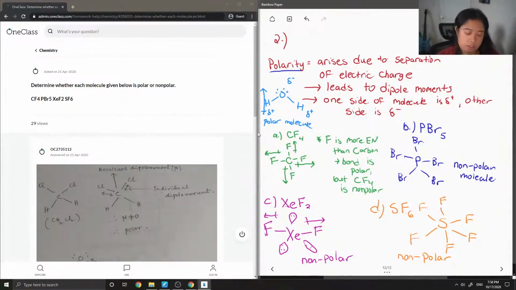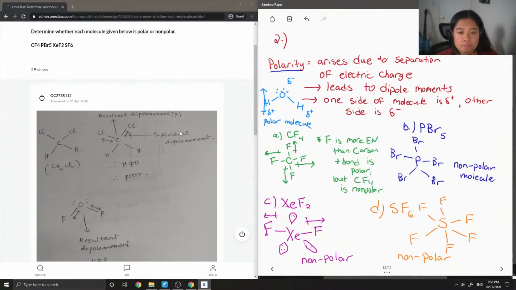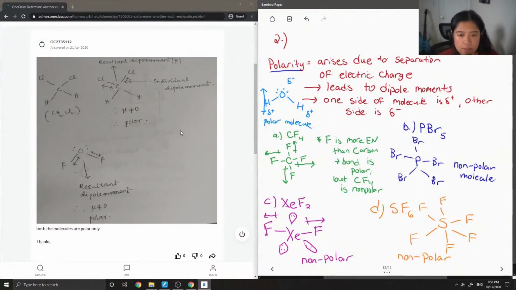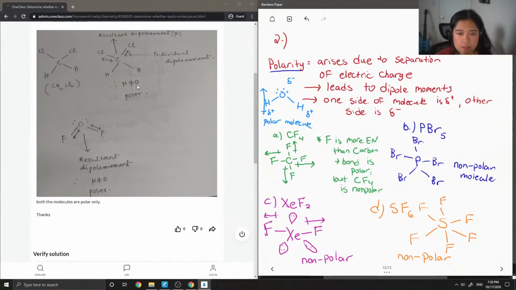Okay, so let's see what our junior tutor said. So it looks like they were given different molecules altogether, but the answer is correct, what they said. You can see, this molecule is an example of a polar molecule. If you were to have 2 chlorines on one side and then 2 hydrogens on the other, then you have a dipole moment going towards the chlorines. So this is a polar molecule.